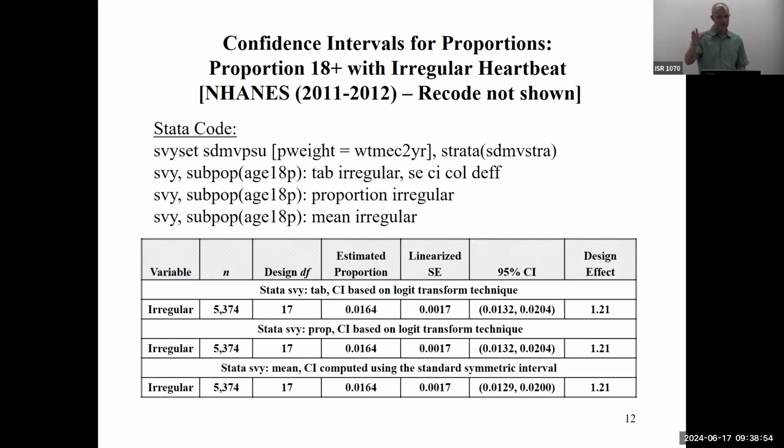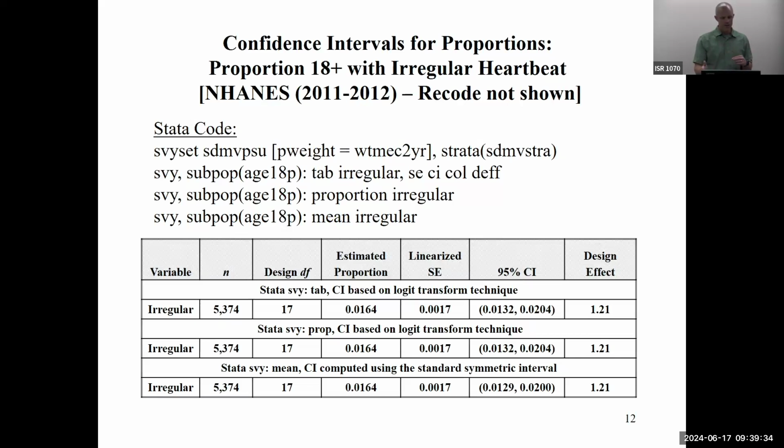Okay. Linearized standard error, fully adjusting for the complex sampling features, also does not change. Okay, we're using linearization in each case. We're applying the same linearized approximation. We should see the same values. Doesn't matter depending on the command that we're using. What changes slightly in this case, but still does change, are the confidence intervals. That's where we have different approaches to computing these confidence intervals. So both tab and prop are using the logit transform technique that we just talked about. Okay, mean is using that standard symmetric Wald type interval where we just add or subtract t times the standard error.